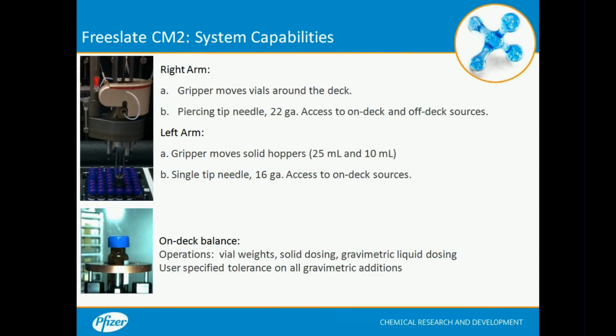You'll notice this is a different view. There's actually a camera in the balance, so you can see what's going on and make sure everything is where it's supposed to be. But this allows us to take vial weights, as well as doing gravimetric solid dosing and liquid dosing. And one of the nice features is that you can set tolerance on all of these gravimetric additions to really customize them for your application.